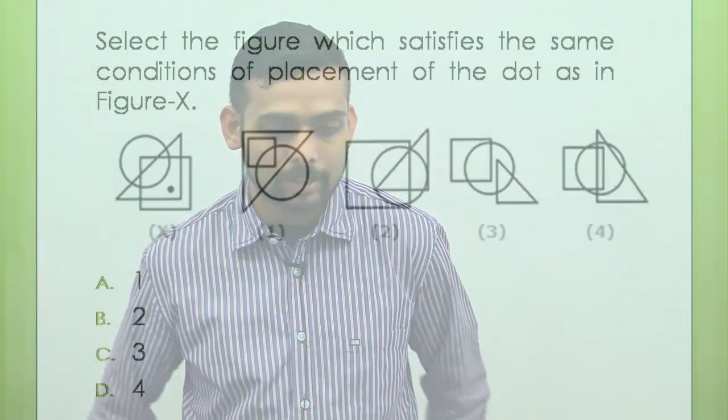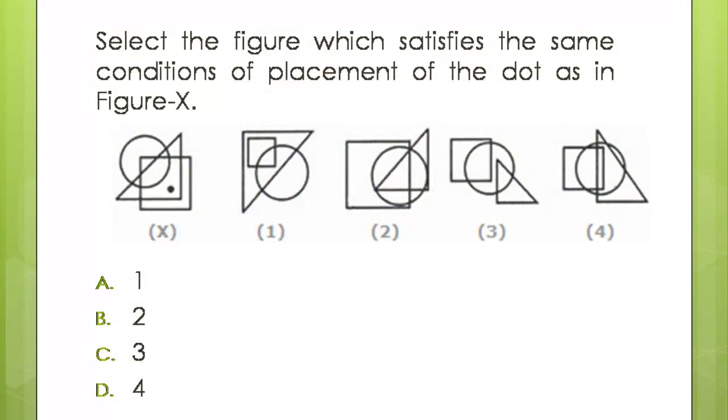fit that dot. So if you look at your screen, there's a question which says select the figure which satisfies the same conditions of placement of the dot as in figure X. Okay, so the conditions have to be same. So just keep looking at your screen. So you will see that there are three figures. One is a circle, one is a triangle, and the third figure is a rectangle. And that is true for all the 5 diagrams. Okay, each figure has a circle, a triangle, and a rectangle.